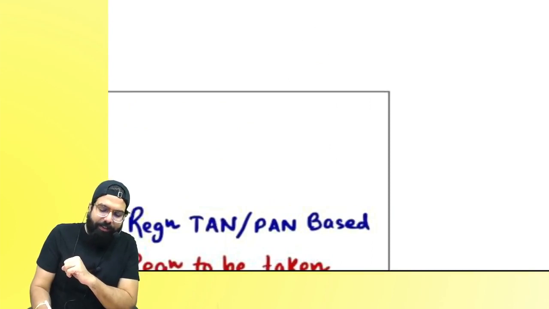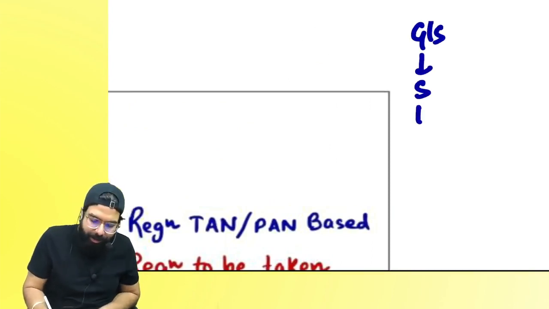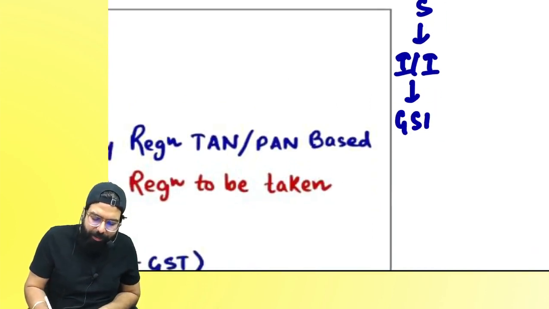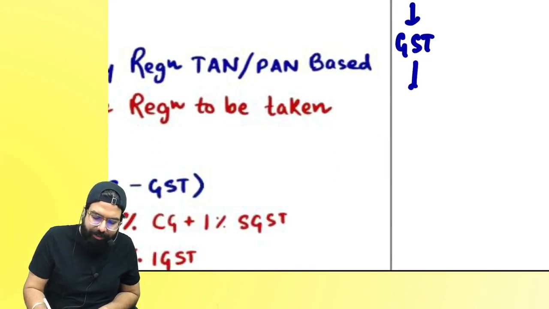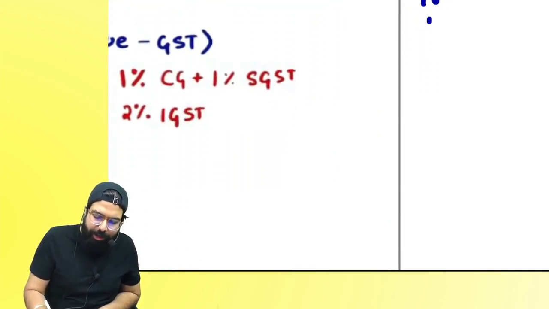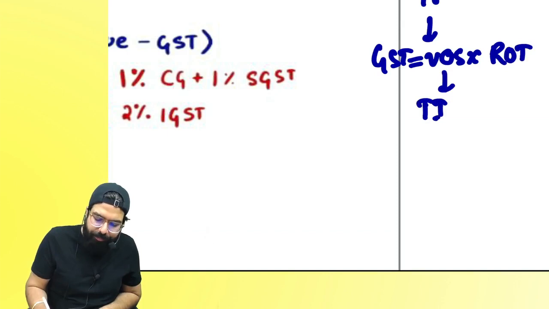We started learning GST with goods and service. Goods and service has to be supplied. Supply can be either interstate or intrastate. Inter or intra, GST will be levied. Once GST is levied, it has to be collected and paid by a taxable person. He will calculate GST is equal to value of supply into rate of tax. Once you know the value, you will prepare the tax invoice, credit note and debit note.